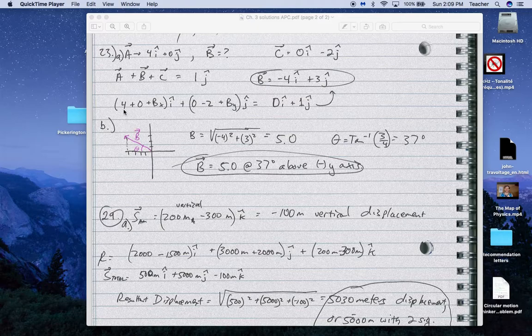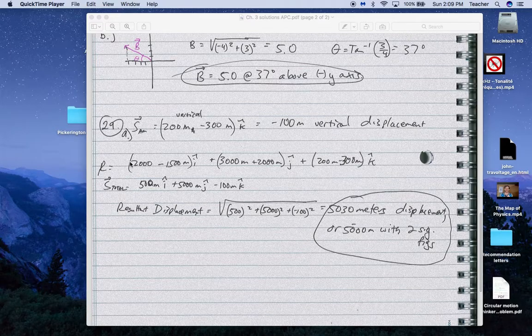So essentially you have the things you know, 4 plus 0 in the x direction plus bx. That actually is going to equal 0. In the y direction you have 0, and in the j hat direction 0, minus 2 plus by, and that has to equal plus 1 j hat. So that's how we figured out that for vector B, you have negative 4i hat plus 3j hat. I drew that here. There's the magnitude. There's the angle. This time I said it was above the y-axis based on how I drew it.